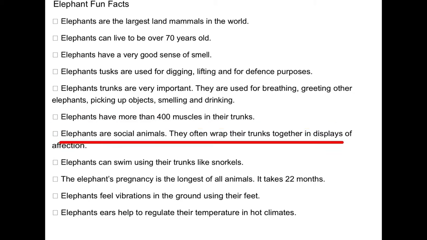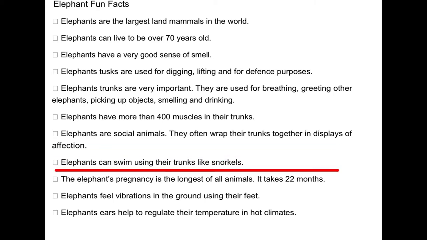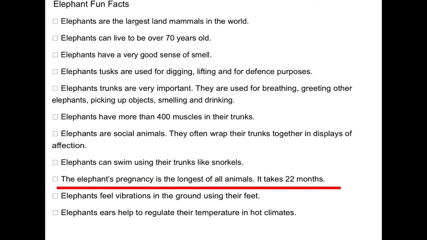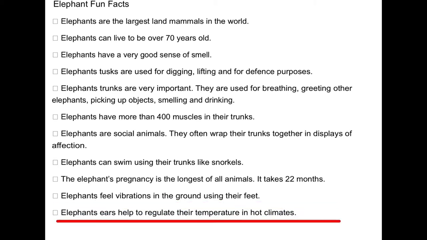Elephants are social animals. They often wrap their trunks together in displays of affection. So it's a bit like hugging, like we hug. Elephants can swim using their trunks like snorkels. The elephant's pregnancy is the longest of all animals. It takes 22 months. Elephants feel vibrations in the ground using their feet, and a vibration is like a shaking, a tremor. Elephants' ears help to regulate their temperature in hot climates, which means they can cool themselves down. They use them like giant fans, and the blood vessels in their ears help to cool them down.